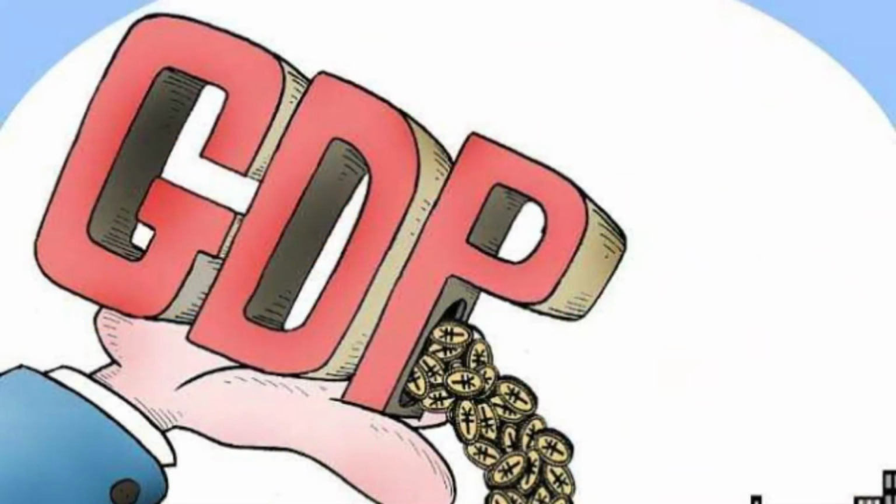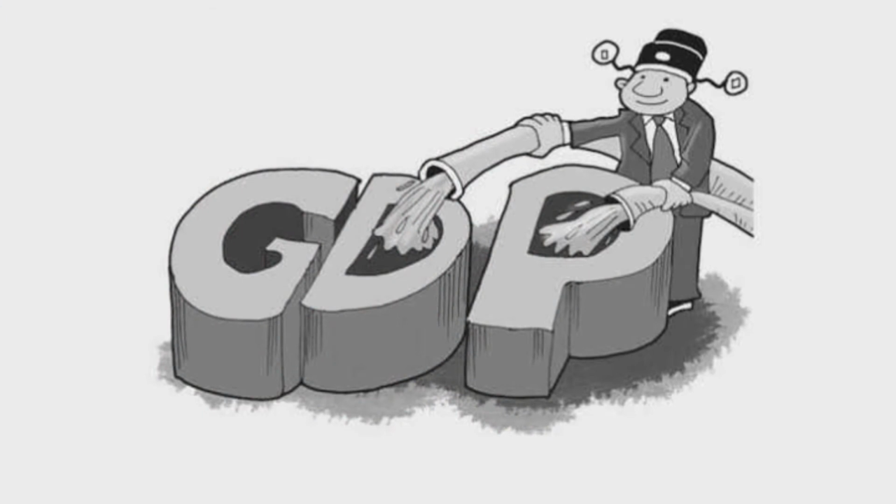GDP also doesn't tell us anything about how evenly income is split across the population. Growth could mean everyone becoming better off or just the richest segment getting even richer. In practice, it usually lies somewhere between the two.